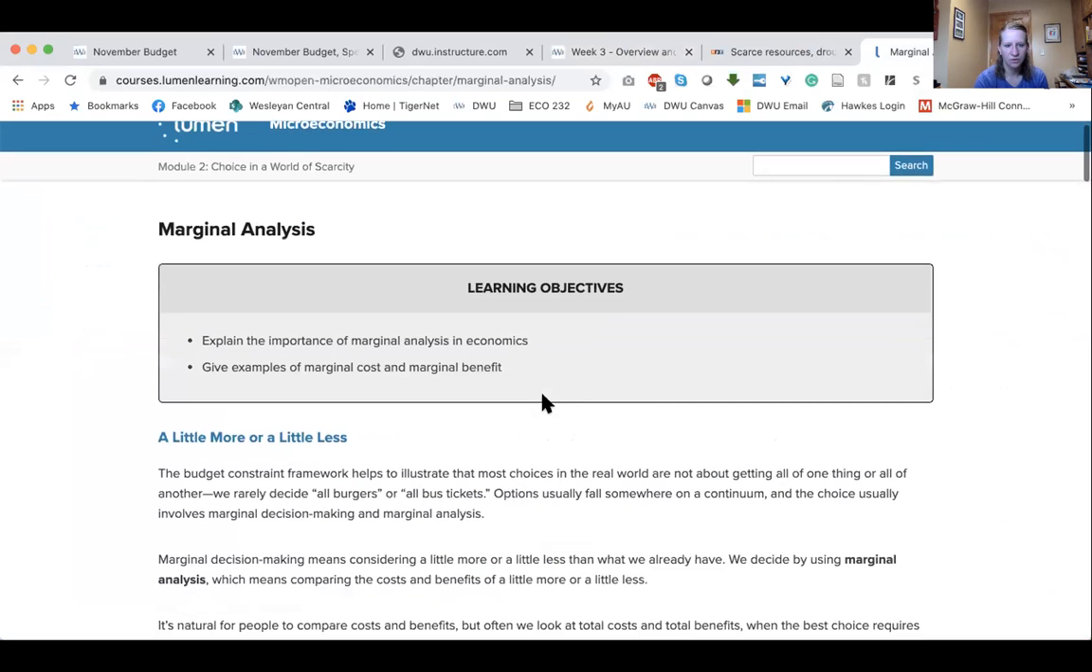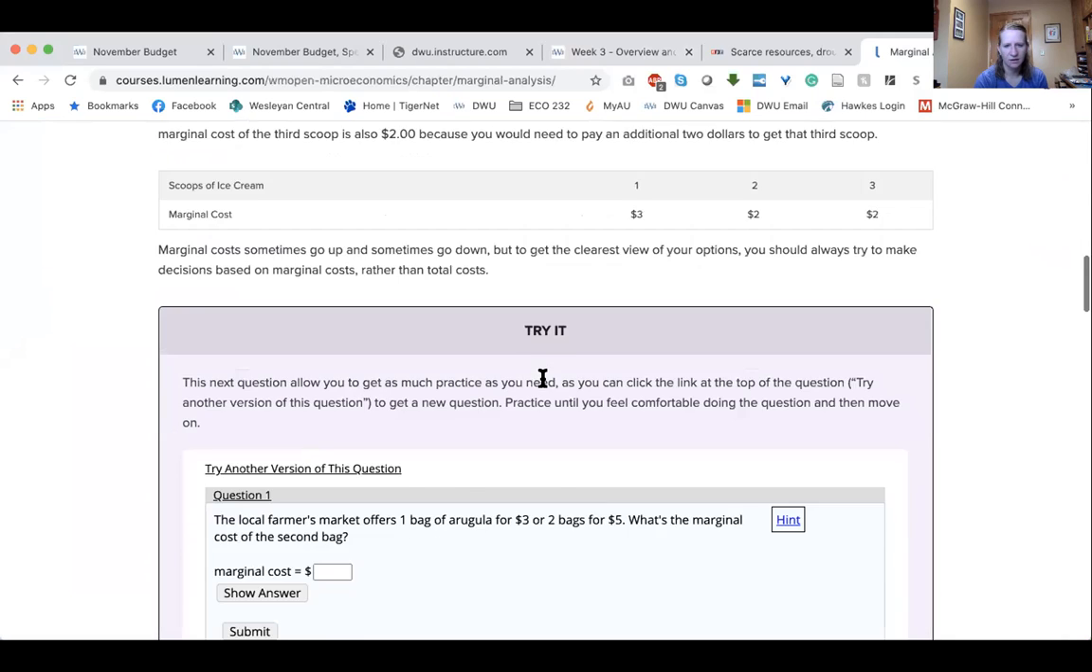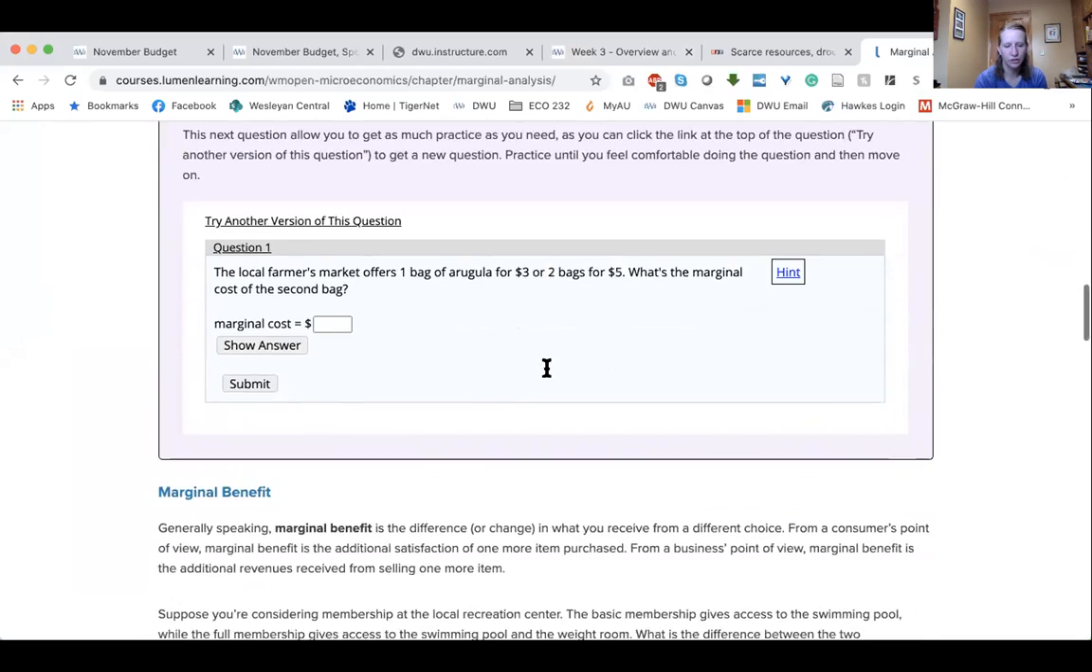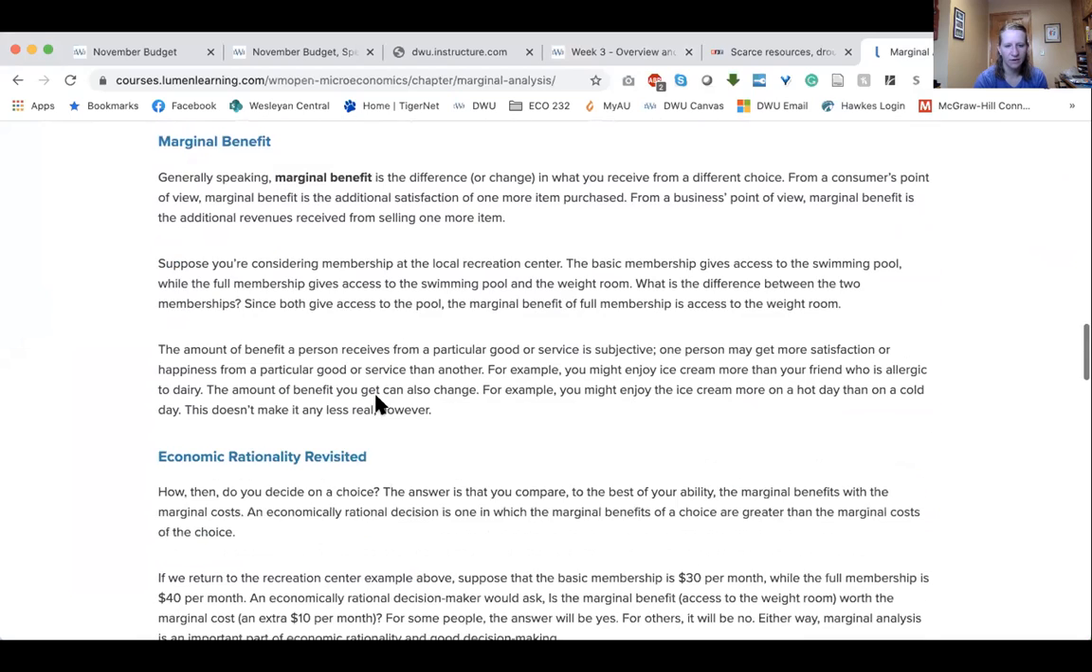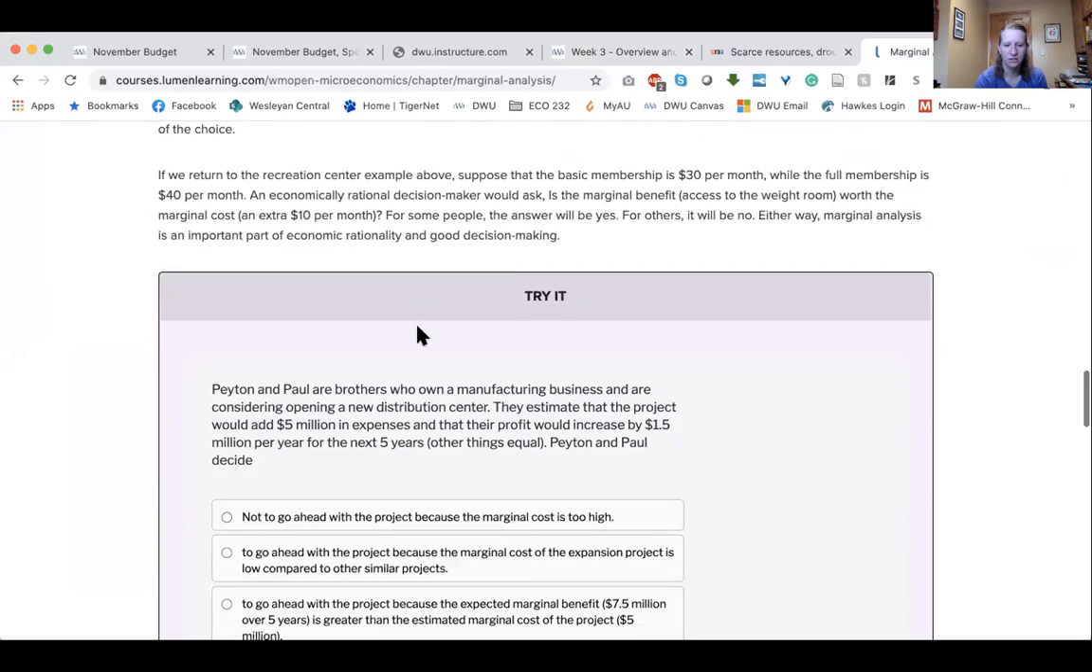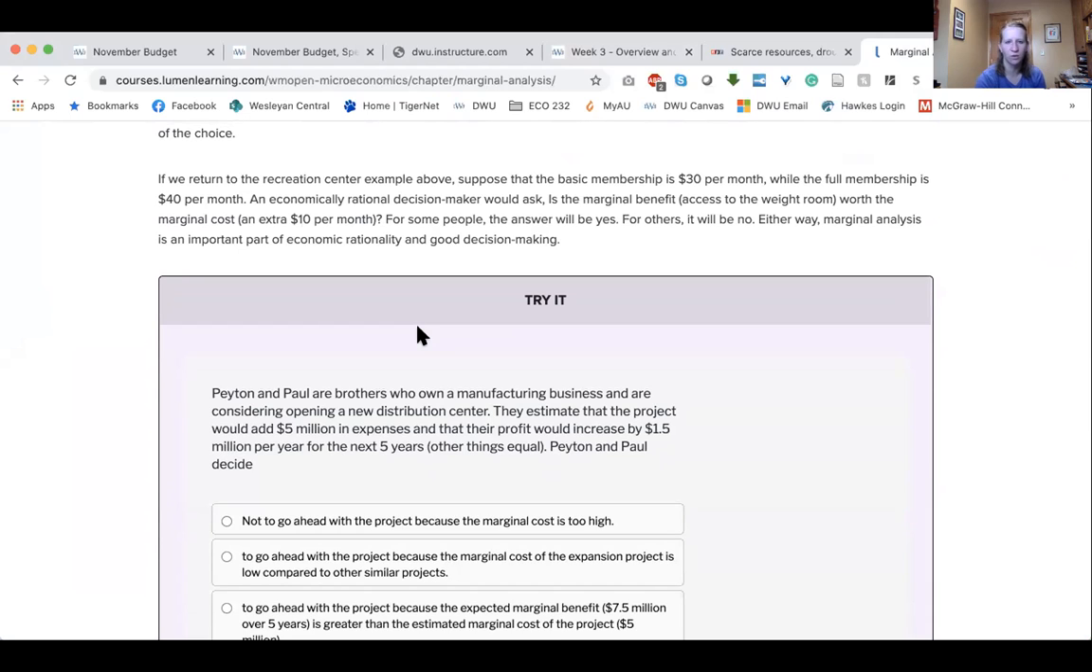So this just kind of goes through what the costs and benefits are. It's got a few things down at the bottom to help you. You don't have to do the questions, but marginal benefit, again, marginal cost. Just kind of read through that so you understand and just to refresh yourself on what marginal analysis is.